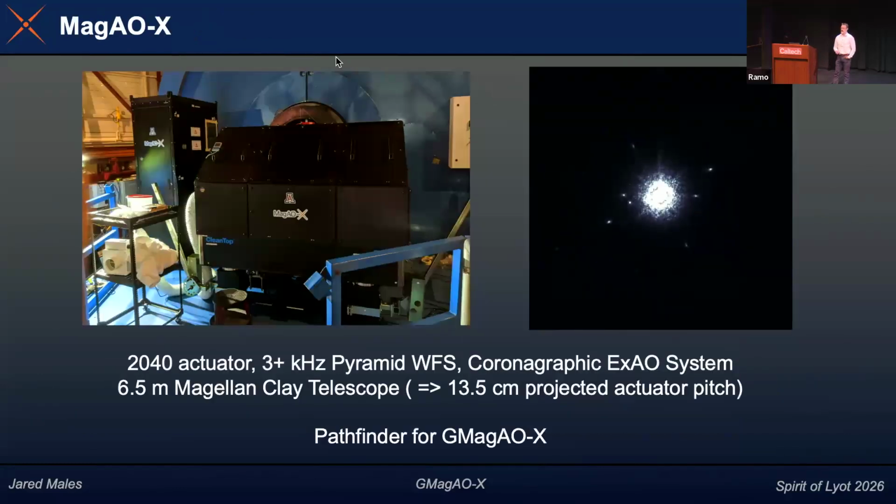So that brings us to MagAO-X, which is our current extreme AO system on the Magellan Clay Telescope. It's a 2,000 actuator, 3 kilohertz AO system. We have a coronagraph with its own AO system. We have a separate DM and a suite of wavefront sensors running in the coronagraph.